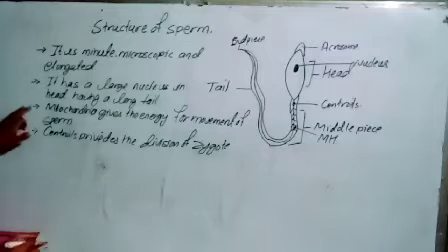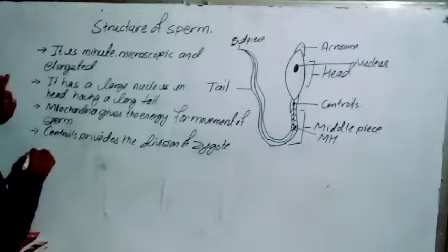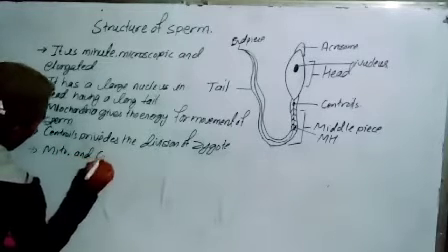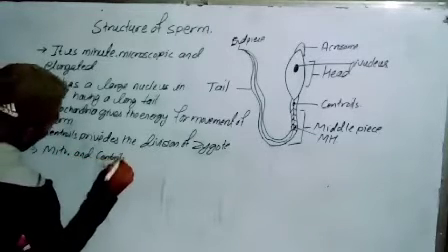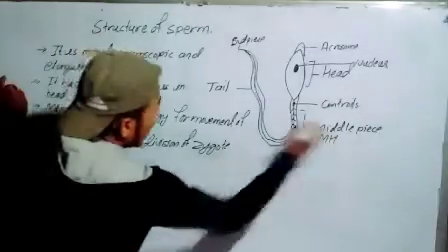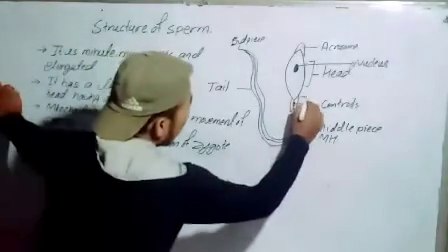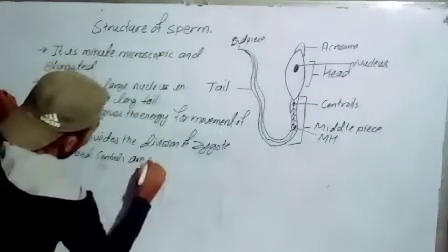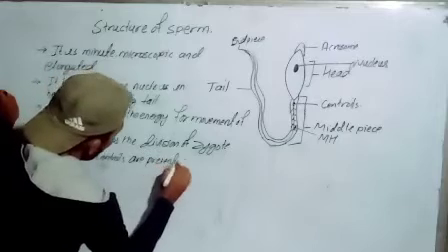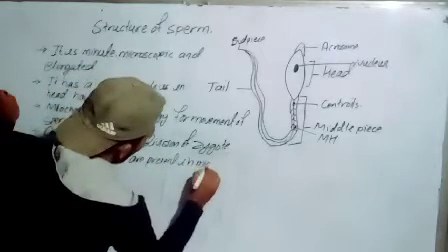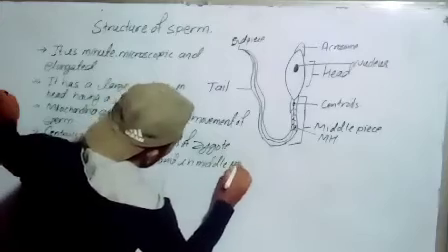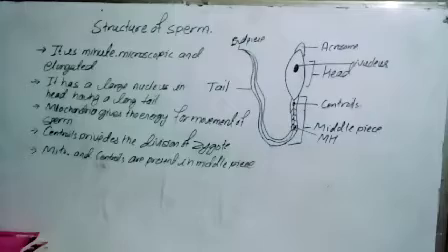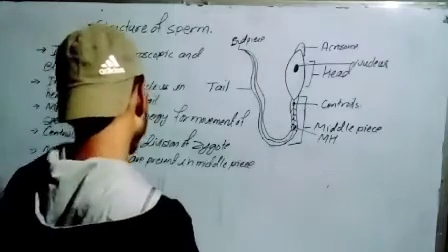And the mitochondria and the centrioles are present in the middle piece. This is all about the middle piece. So they are all present in the middle piece.